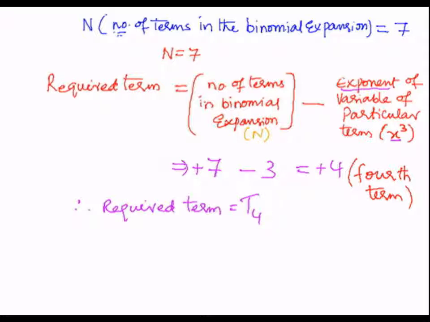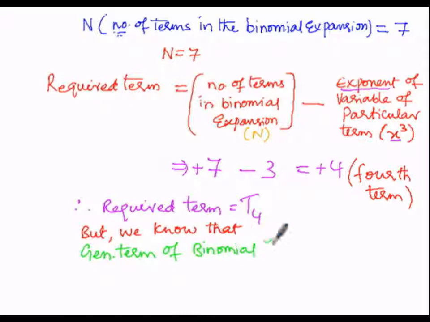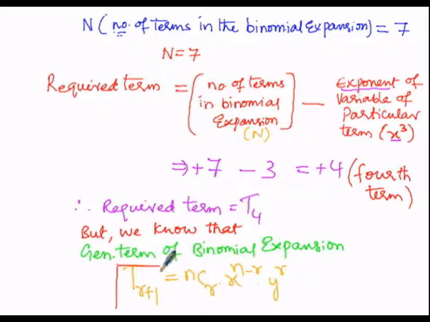Now we know that the general term of a binomial expansion is given by T r plus 1 equals nCr into x to the power of n minus r into y to the power of r. From this formula we have to find T4, the fourth term. In order to find the fourth term, we require n.